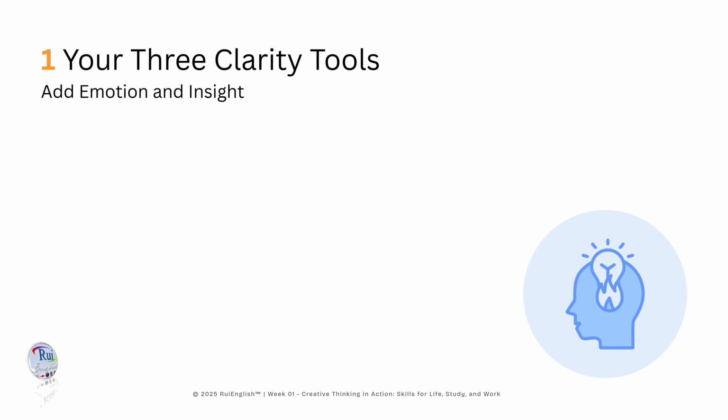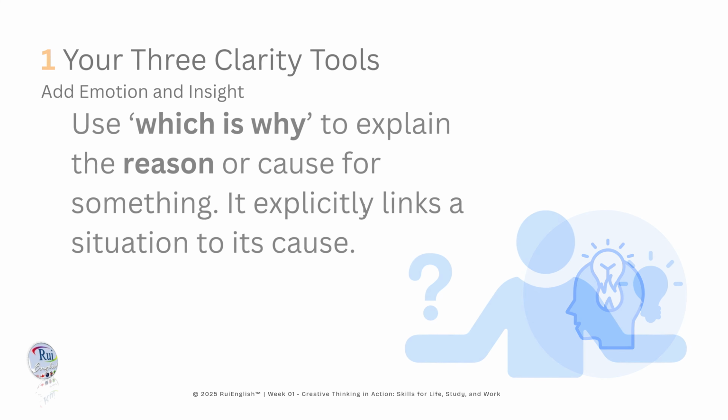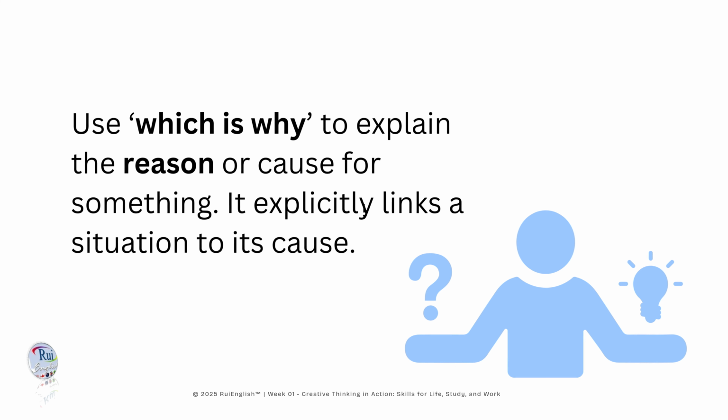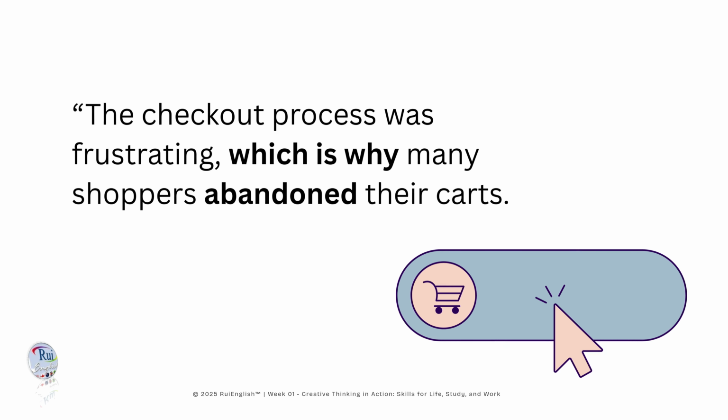You can use these to smoothly add emotion and insight to what you're saying, turning simple facts into something much more compelling. Our first tool is all about connecting the dots for whoever's listening. When you use which is why, you're making a crystal clear link between a situation and what caused it. You're not just saying what happened, you're giving the logic behind it. See how that creates such a clear cause and effect story? The frustration is the cause, and the abandoned carts, that's the effect. Using which is why makes that connection impossible to miss, and your point becomes so much more persuasive.